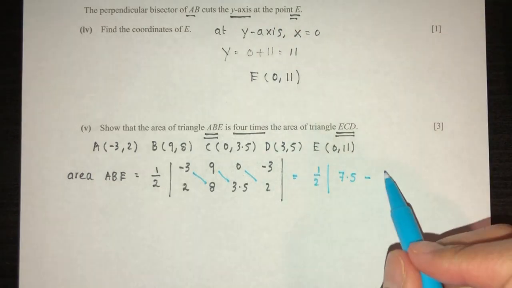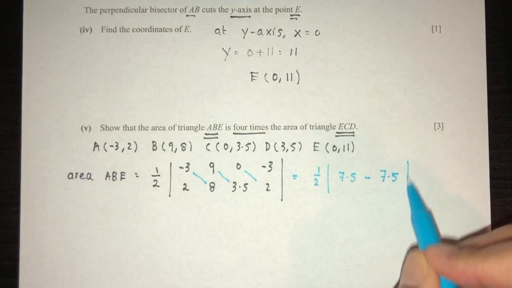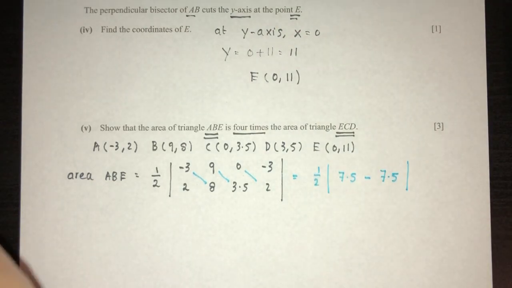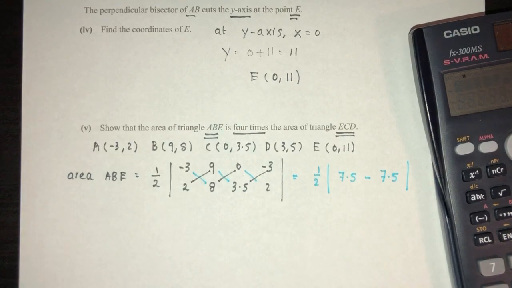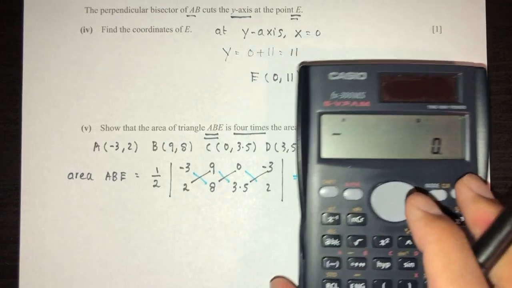That will be 7.5. So there must be something weird here. I don't see it. Let me try again because it's pretty strange. That will be 18, 0 and this. So let's try.